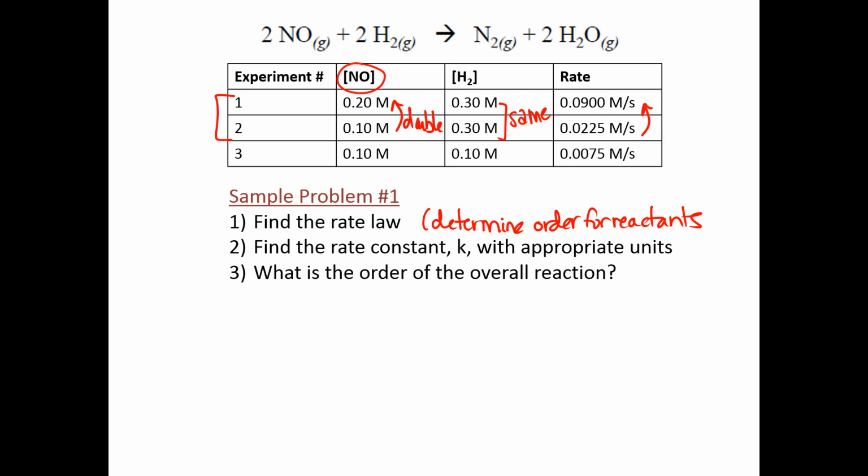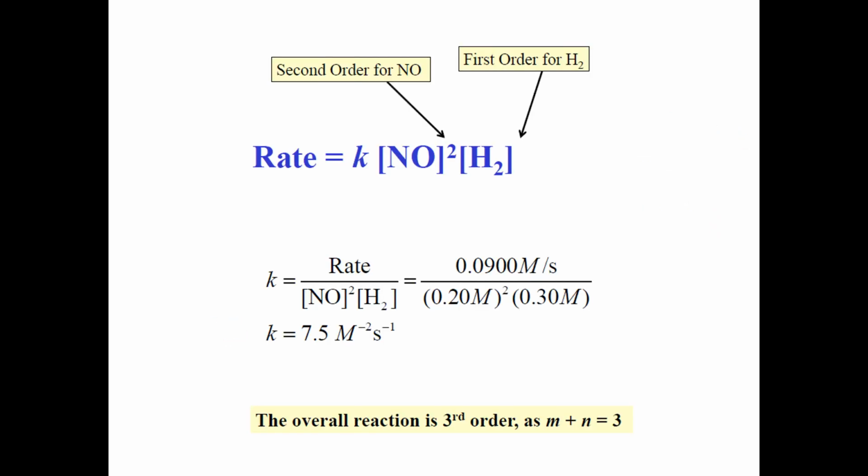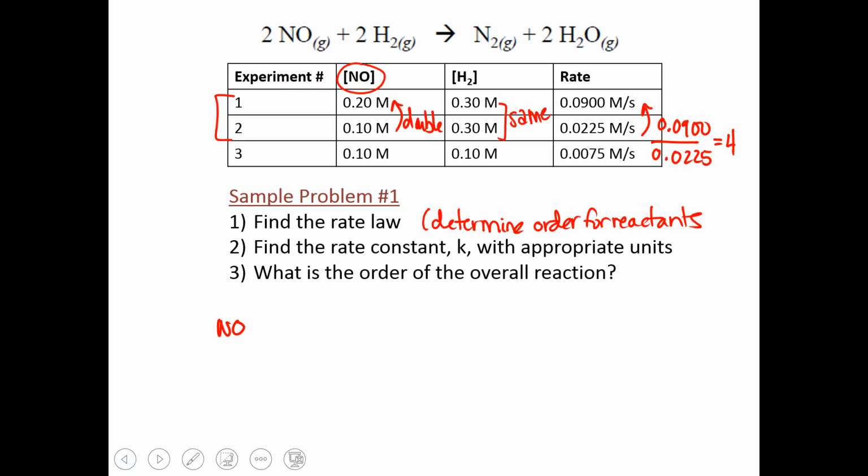So it's definitely not 0 order. How much does it go up by? If you're not sure, you can plug this in your calculator. So this is 0.09 divided by 0.0225. If you plug that in your calculator, you should get something around 4. So what that means is when NO is doubled, the rate goes up by 4. Therefore, NO must be second order because 2 squared is 4.